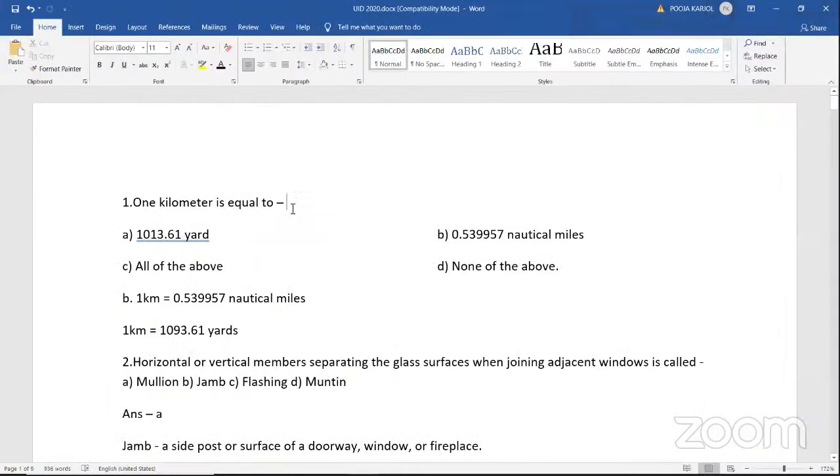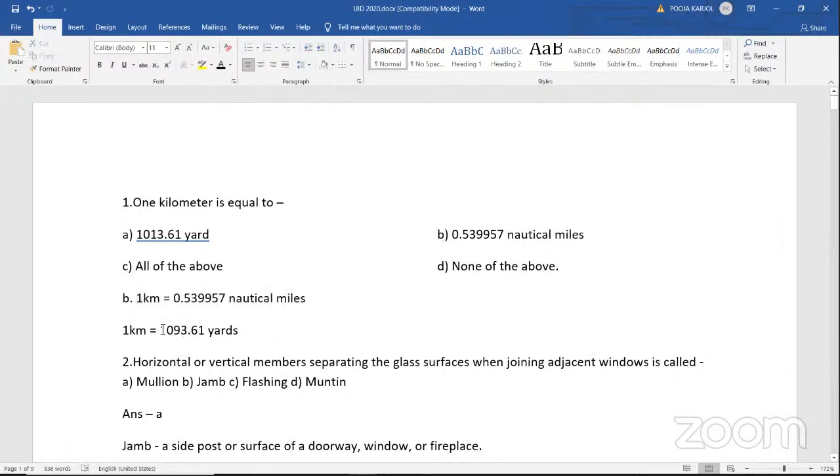Okay, so the first question is: 1 kilometer is equal to... They have given other units' conversion: yards, nautical miles, all of the above, none of the above. So 1 kilometer is equal to 0.539957 nautical miles, that is correct. So B is correct. Now we have to see whether A is correct. But 1 kilometer is equal to 1093.61 yards. So only B is correct.